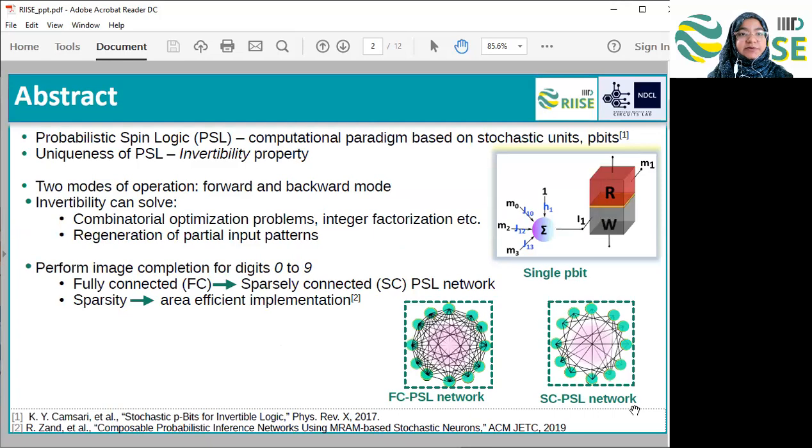First, I will briefly explain what the title means. We have used a computational paradigm called probabilistic spin logic or PSL to perform image completion. Moreover, we have proposed a method to sparsify a fully connected PSL network and compared with two of the existing methods in the literature.